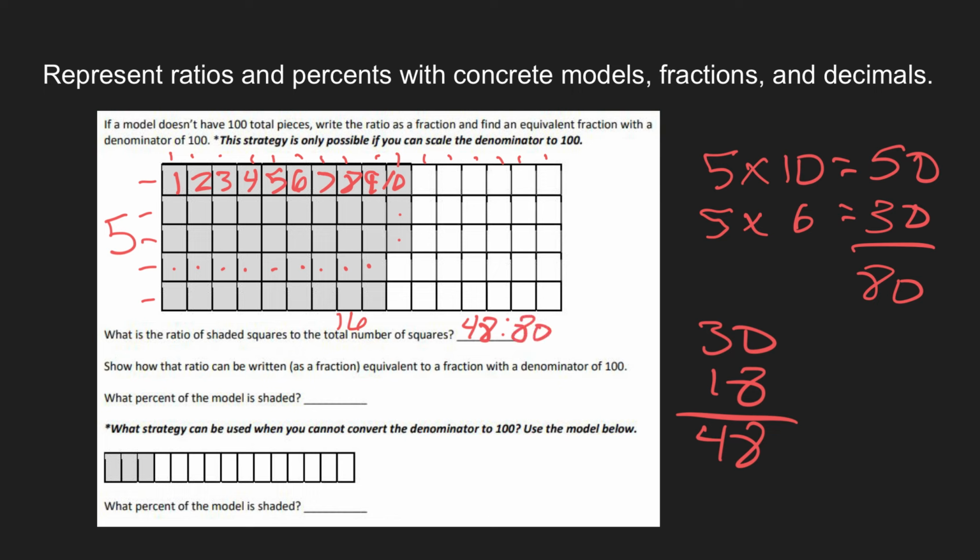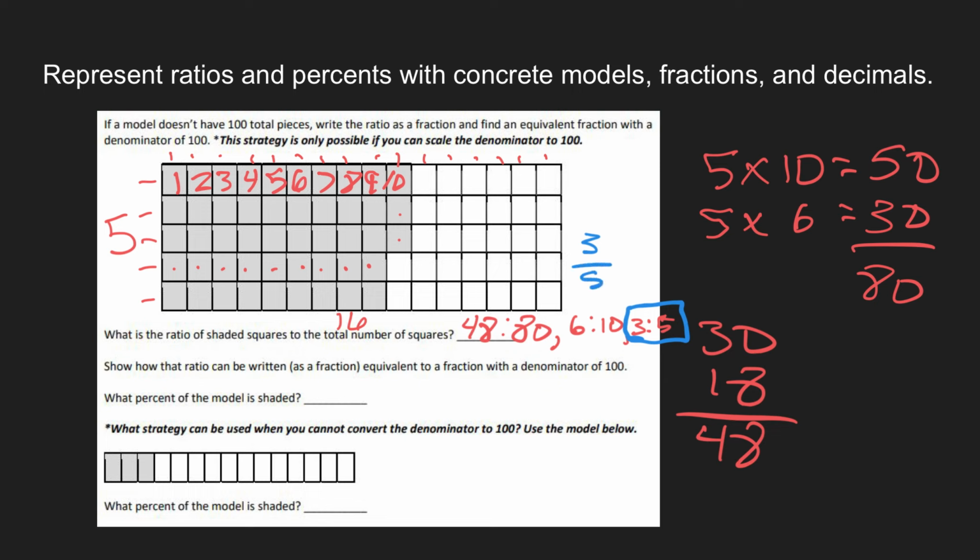We probably want to simplify that. So maybe divide by 8, and that would get us 6 to 10, and we could divide that by 2 and get 3 to 5 maybe. So I think the best answer, simplified, would be 3 to 5. You could write it as a fraction if you wanted.